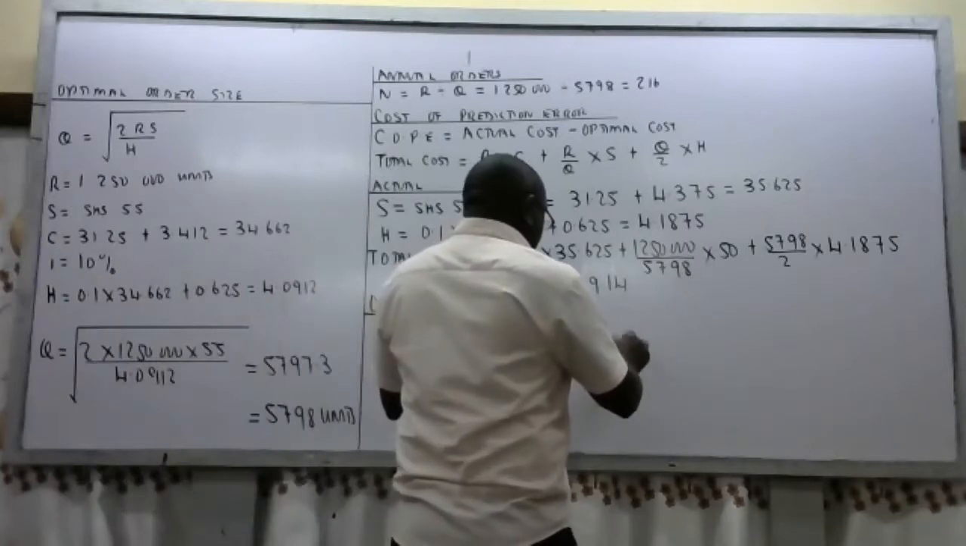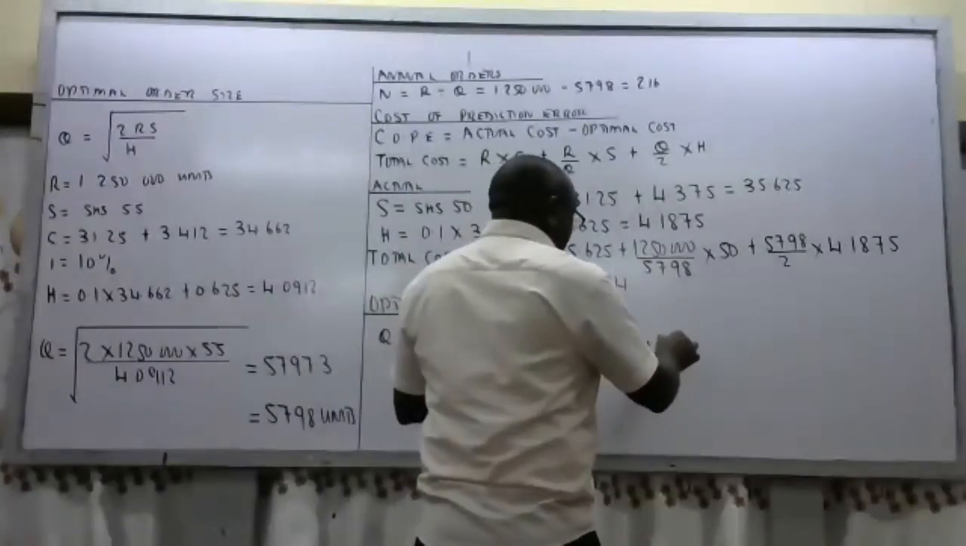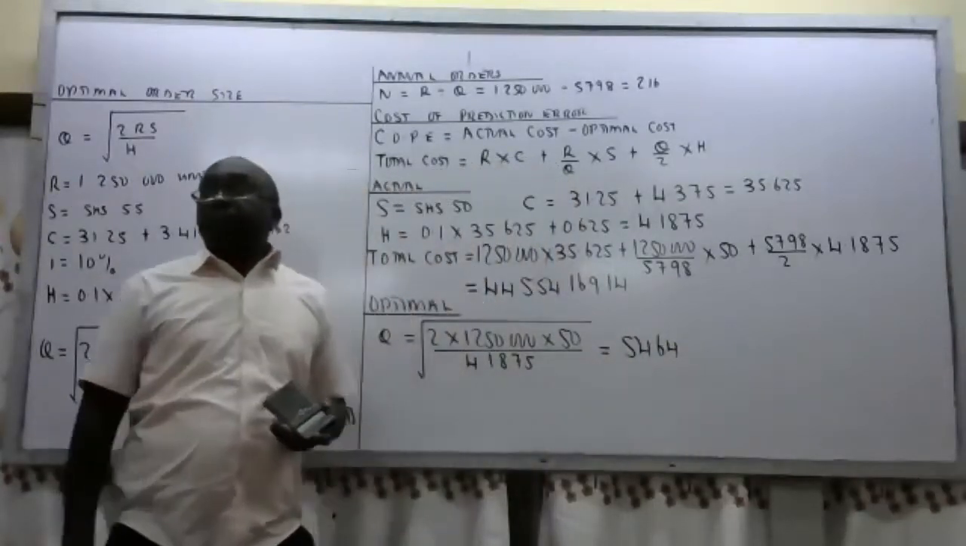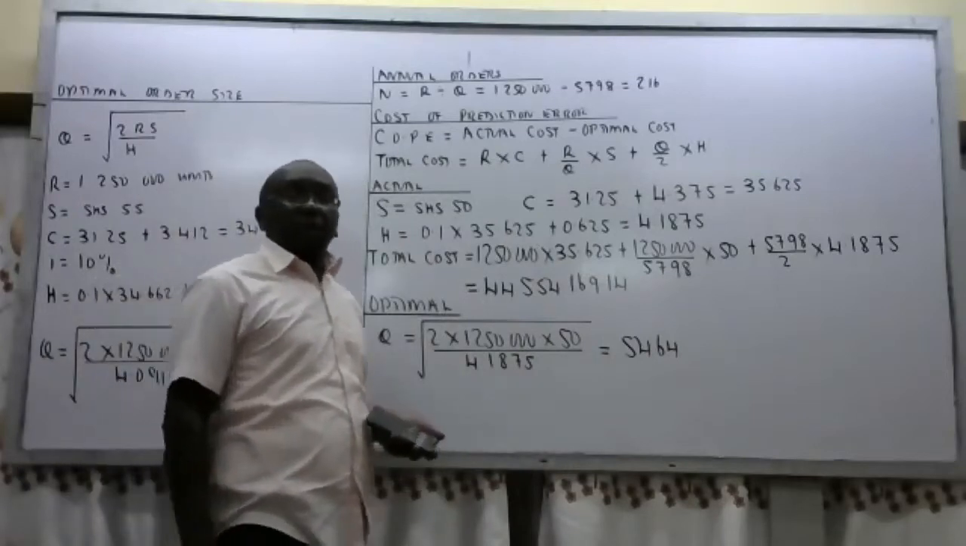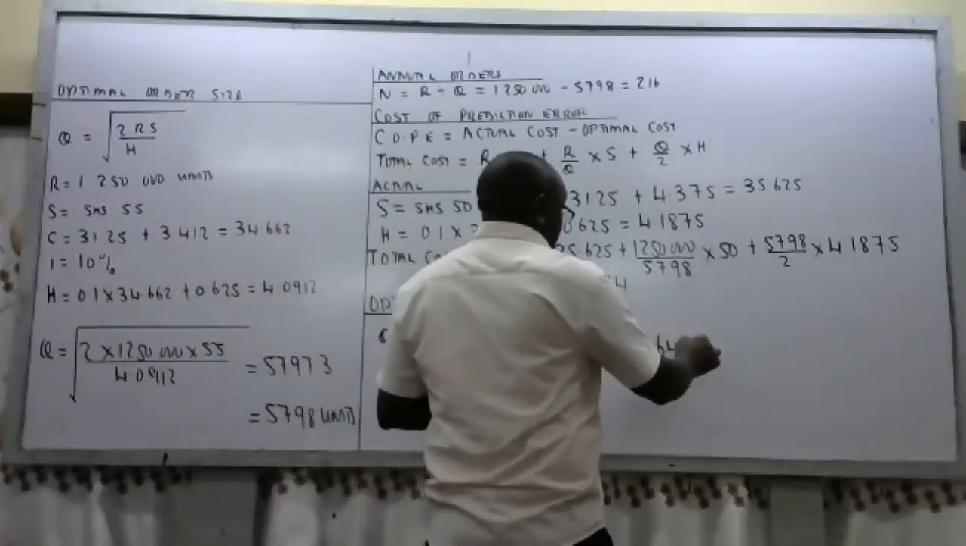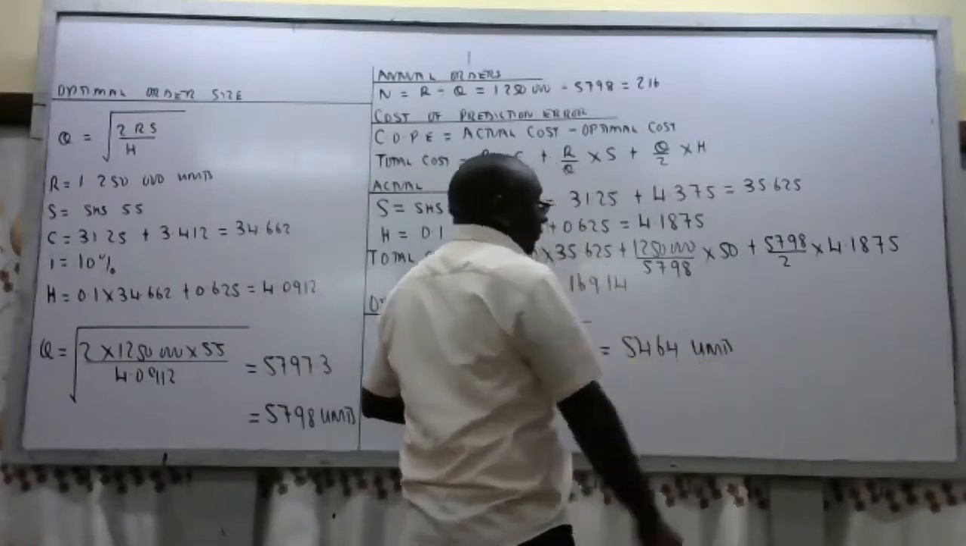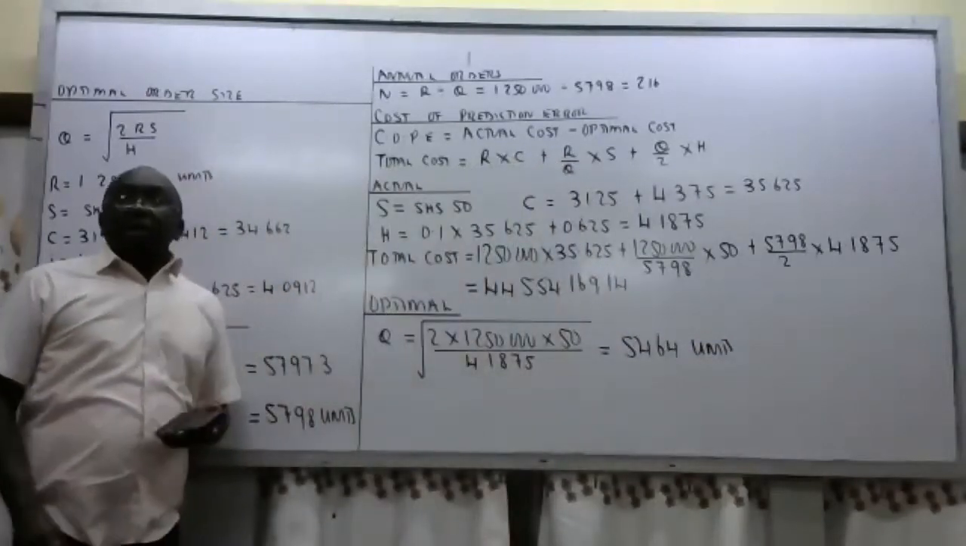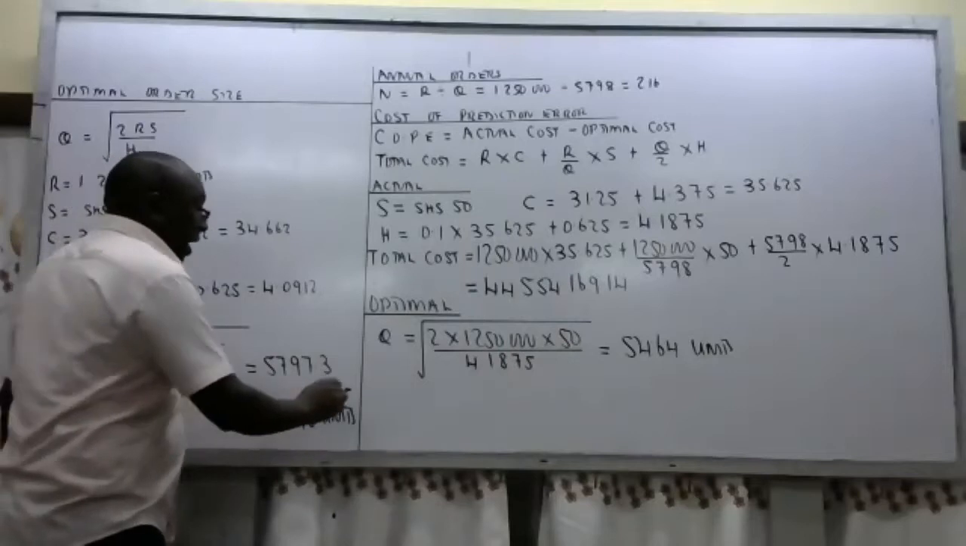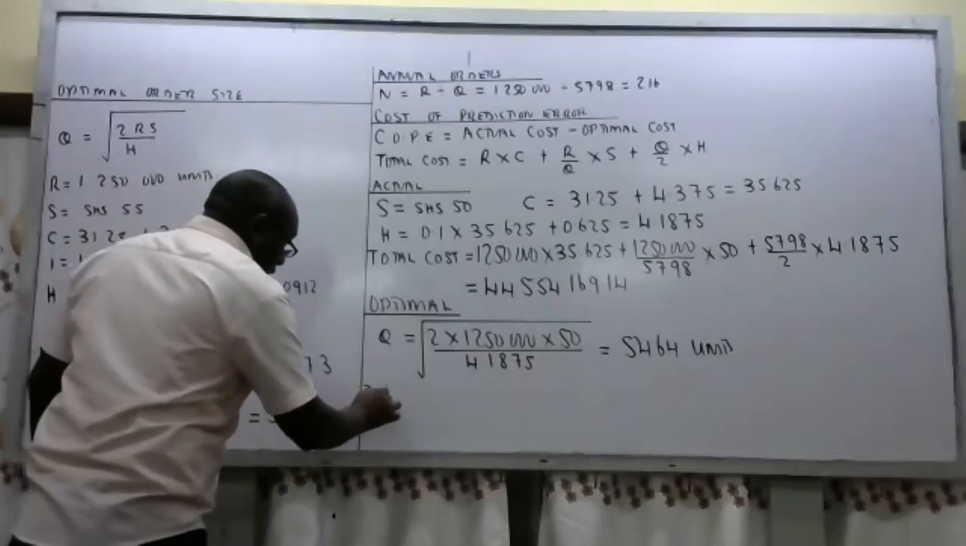answer. And are you getting 54, 64? Good. 54, 64 units. So with that now, you can be able to get your total cost.